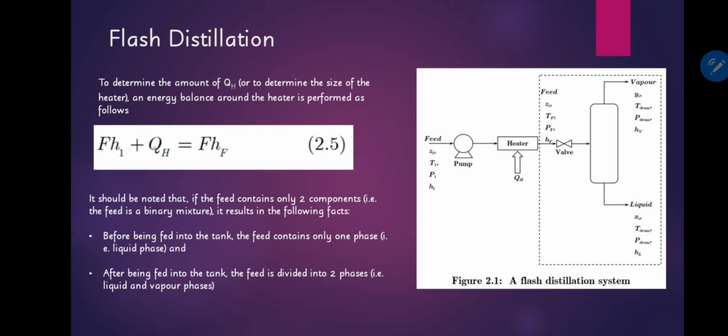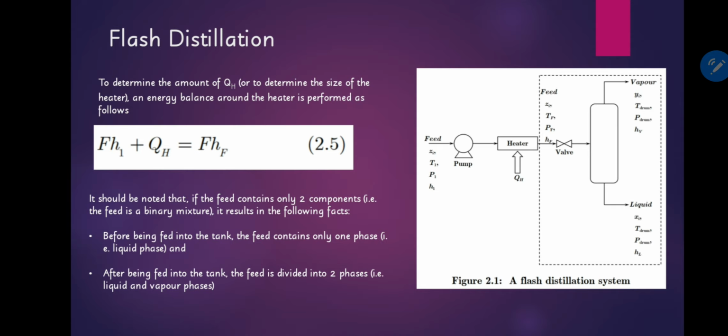Now, what if we consider the heater used? To determine the amount of QH, or the size of the heater that we need to use in the design, it is very important. Energy balance around the heater is performed as follows. If this is what we want to know, the QH, that would be equal to the feed multiplied by the enthalpy 1 plus the supplied heat in the heater, which will be equal to the feed multiplied by HF.